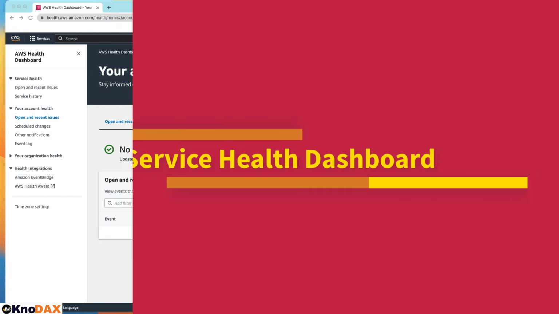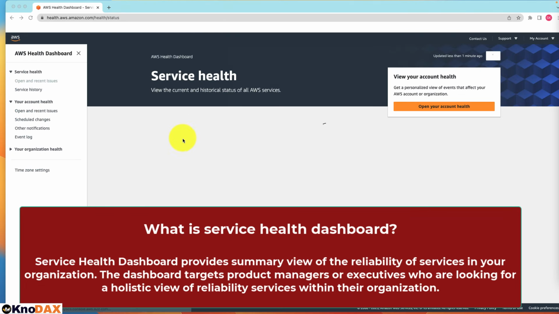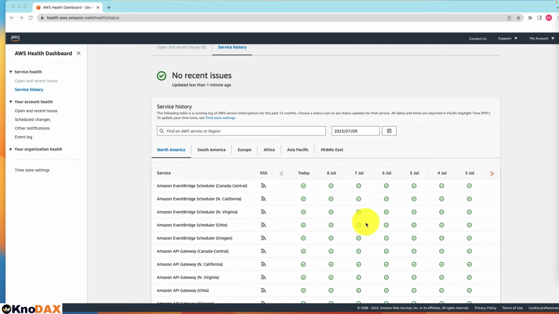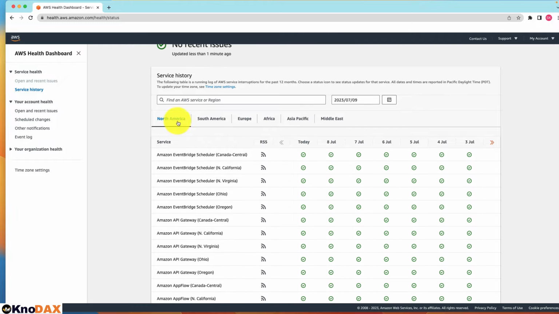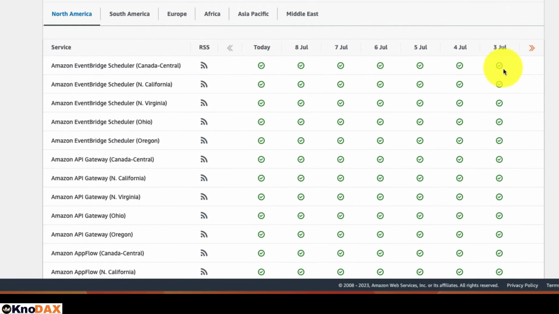First, let's look at Service Health. If you click on Service History, it will display all the AWS services by region and by day. For example, for North America, if you look at Amazon EventBridge Scheduler in Northern Virginia region, today it is fine. It was fine yesterday. The day before yesterday, it was fine as well, and so on.